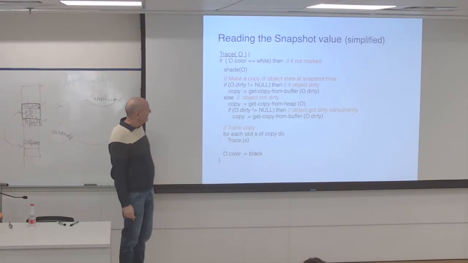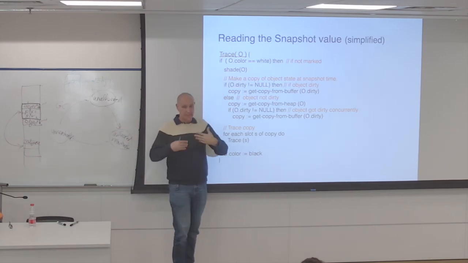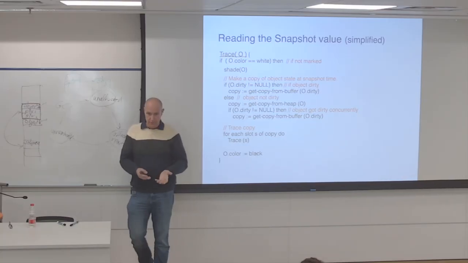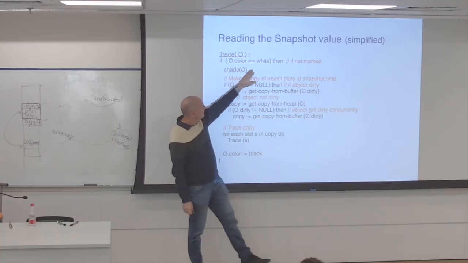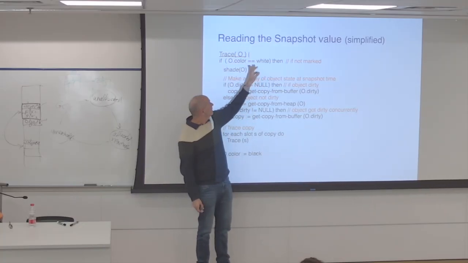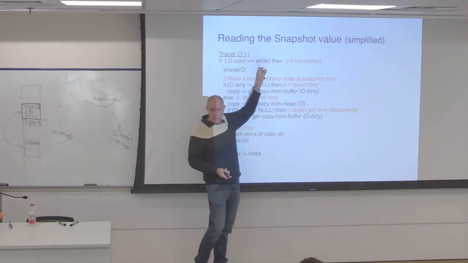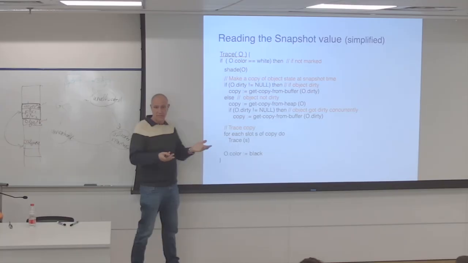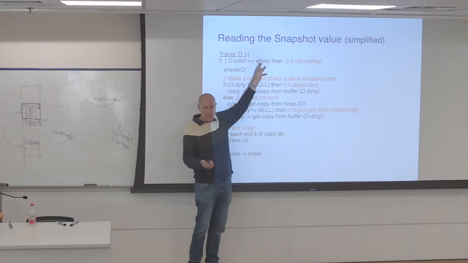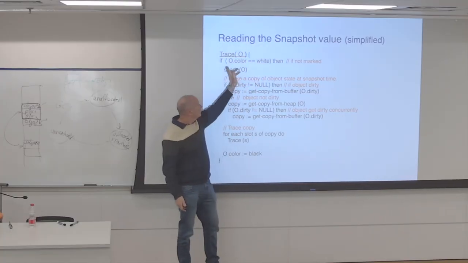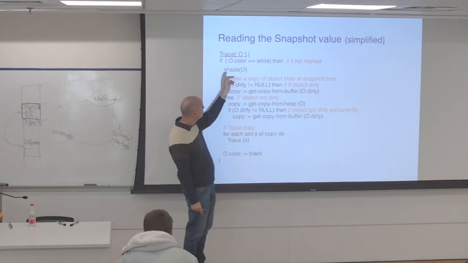Okay. So we want to be able to trace. The garbage collector has to be able to trace. And so this is how you trace an object. Of course, if the object color is not white, it has already been marked, then you don't need to trace it because you have already traced it before. That's like in any tracing. That's the standard thing. So if it is white, then you want to trace it to traverse its children.